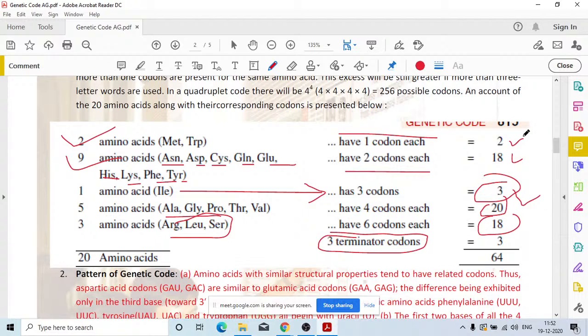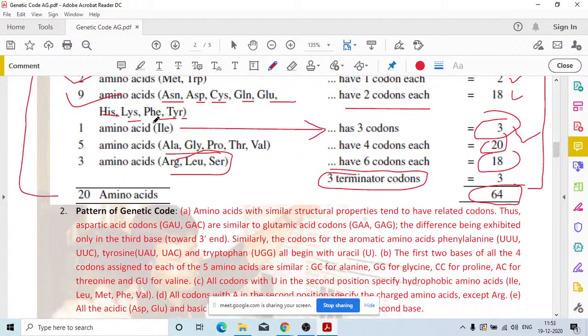So with these three codons, you have so many combinations. Three terminator codons, so if you add all of them, you get the 64. So by calculation also you can get that the genetic code is read as triplets. You can get 64 combinations, and there are 64 combinations which are eventually used.